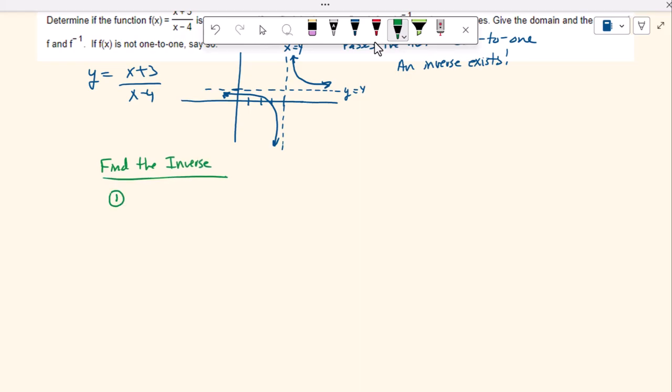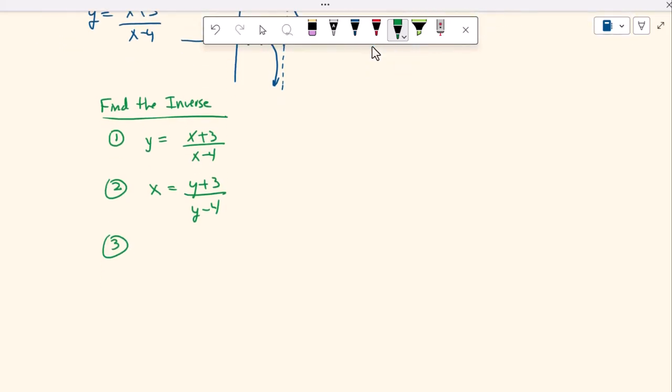So first step, we swap the f of x with the y. Second step, we swap the x's and the y's in the equation. And then the third step is we solve for y. There are a couple of things to keep in mind when solving for y. We usually like the variable we're solving for on the left, or at least I do. It makes things a little bit easier for me.